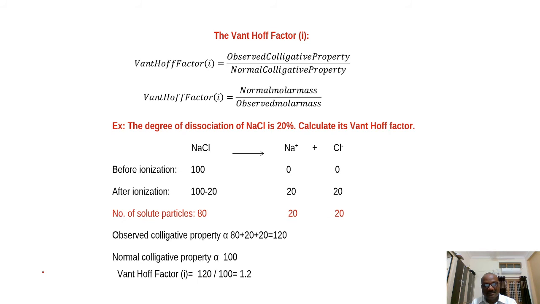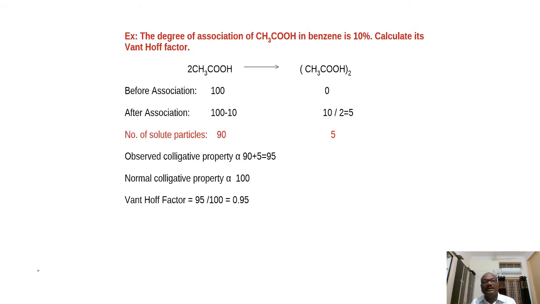Is it clear? So you write the number of particles taken. You write the situation before and after ionization, then you calculate the total number of particles after ionization, then you calculate the Van 't Hoff factor by substituting the observed colligative property divided by the normal colligative property. Right. Next you see the second question.